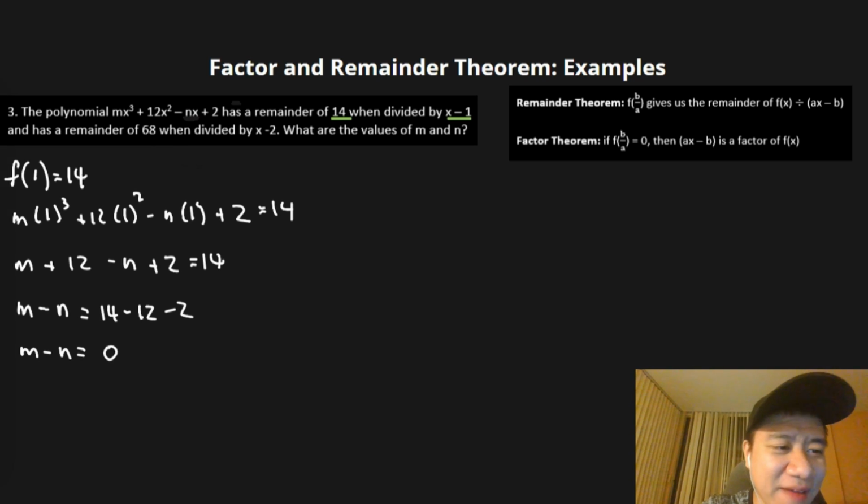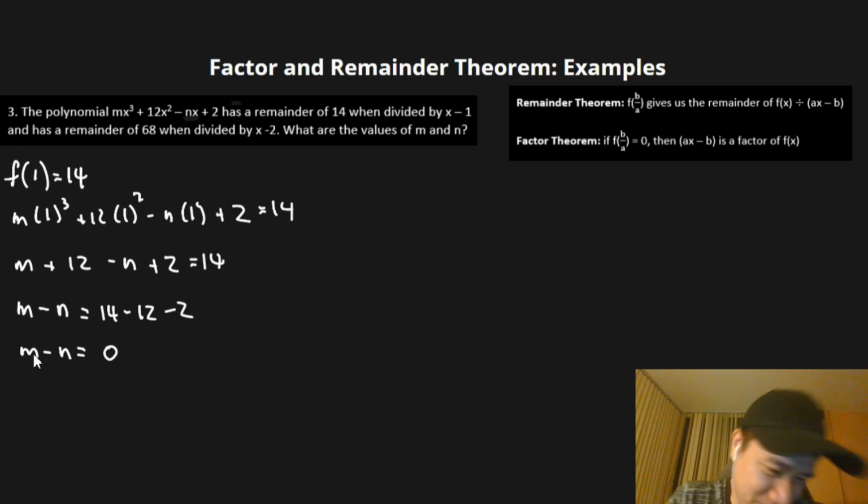Okay, so we have this thing: m minus n equals 0. So what does this mean? Here we have an equation with two variables and two unknowns. We didn't really get any closer to figuring out what m and n are, but this should raise an alarm in your brain. Meaning, we have an equation with two unknowns.